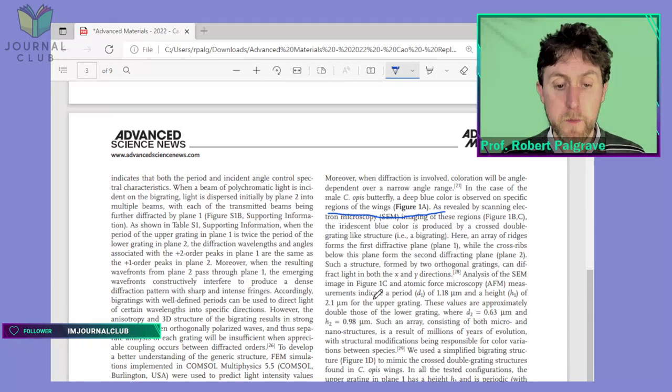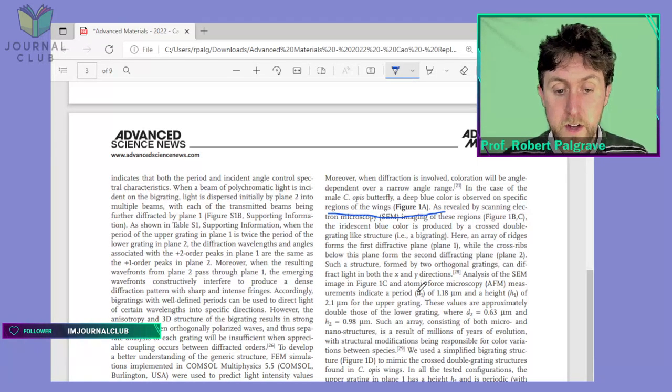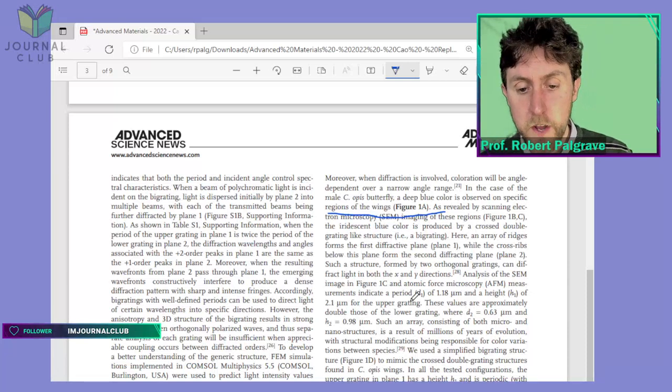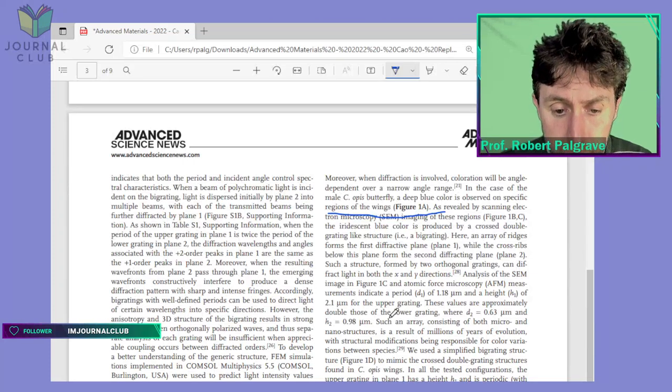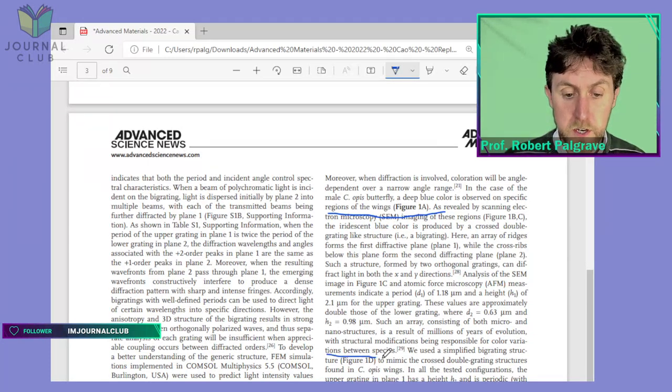Analysis of the SEM image in figure 1 and atomic force microscopy measurements indicate a period, D1, of 1.18 microns and a height, H1, of 2.1 microns for the upper grating. These values are approximately double those of the lower grating, where D2 is 0.63 and H2 is 0.98 microns. Such an array consisting of both micro and nanostructures is a result of millions of years of evolution, with structural modifications being responsible for color variations between species.